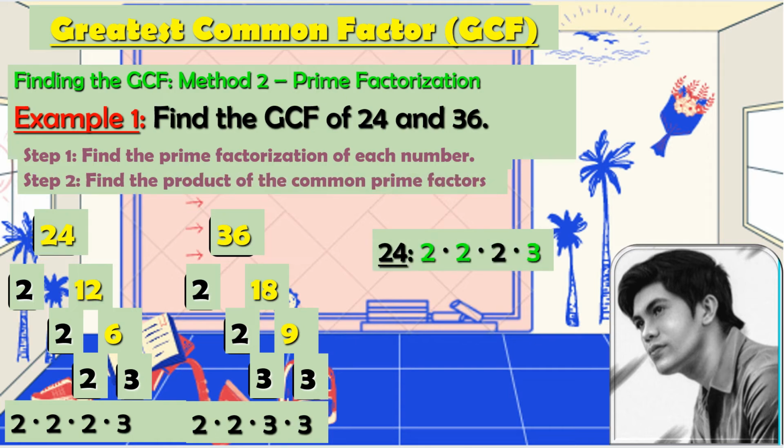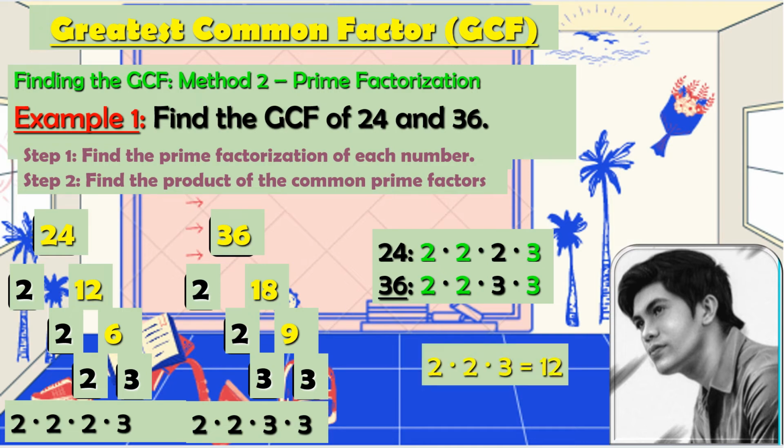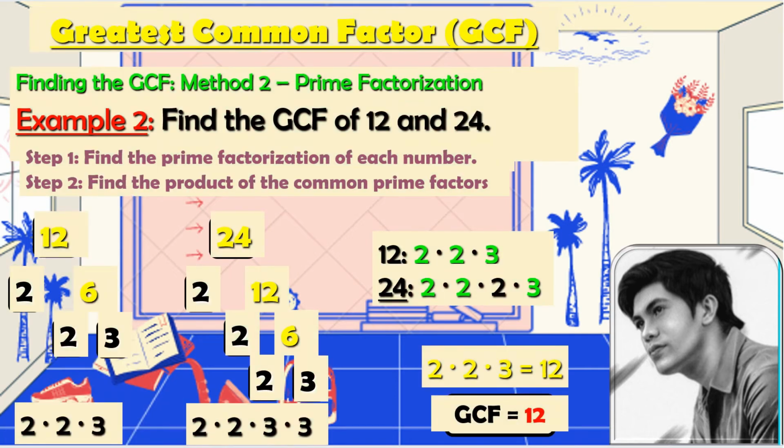And the common factors now of the prime factors of 24 is 2 times 2 times 2 times 3. And for 36, 2 times 2 times 3 times 3. So, multiply nyo lang po ang common prime factors of 24 and 36. Those are 2 times 2 times 3 equals 12. Okay? The GCF is 12.